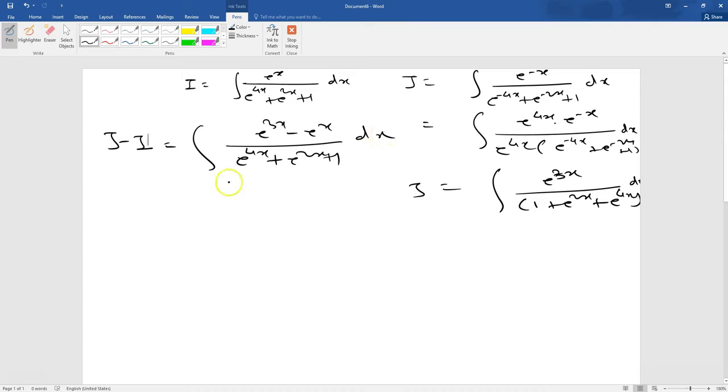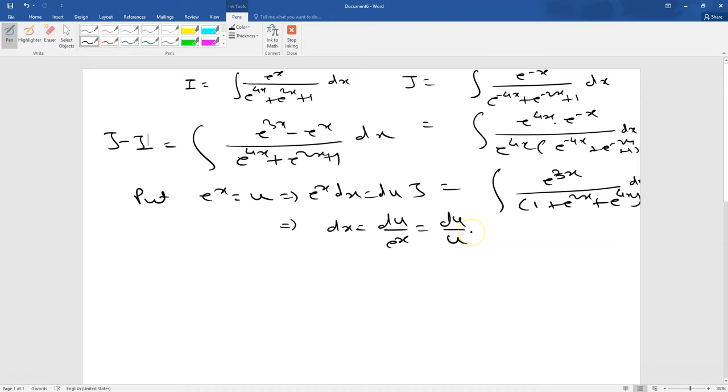See, now let's put e raised to x is equal to u. If you put e raised to x is equal to u, right, e raised to x dx will be what, du, correct? This is how it is going to be. Now if e raised to x dx is equal to du, what does that mean, right? dx is du upon e raised to x, that means du upon u.